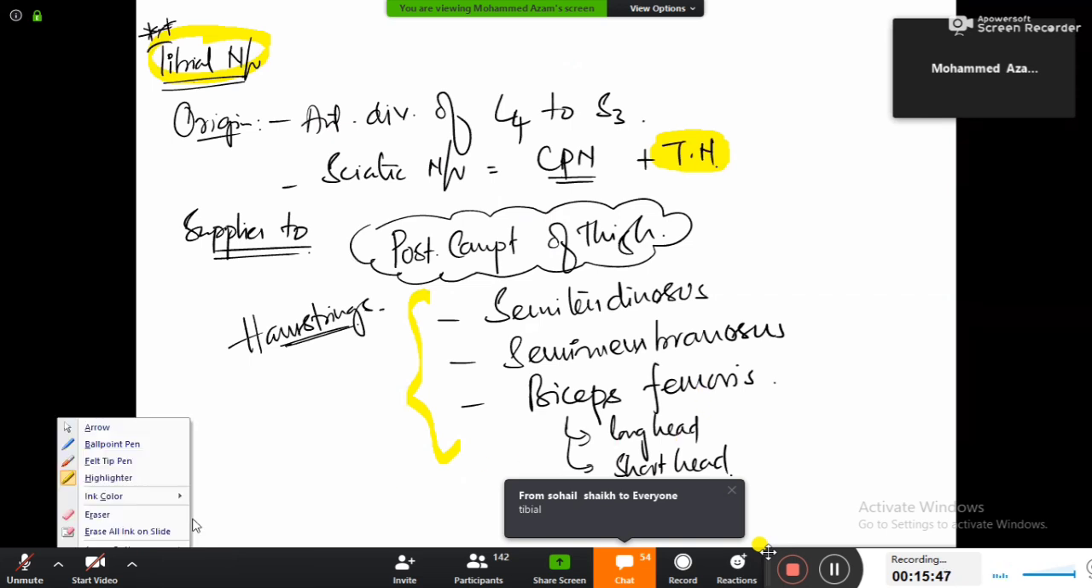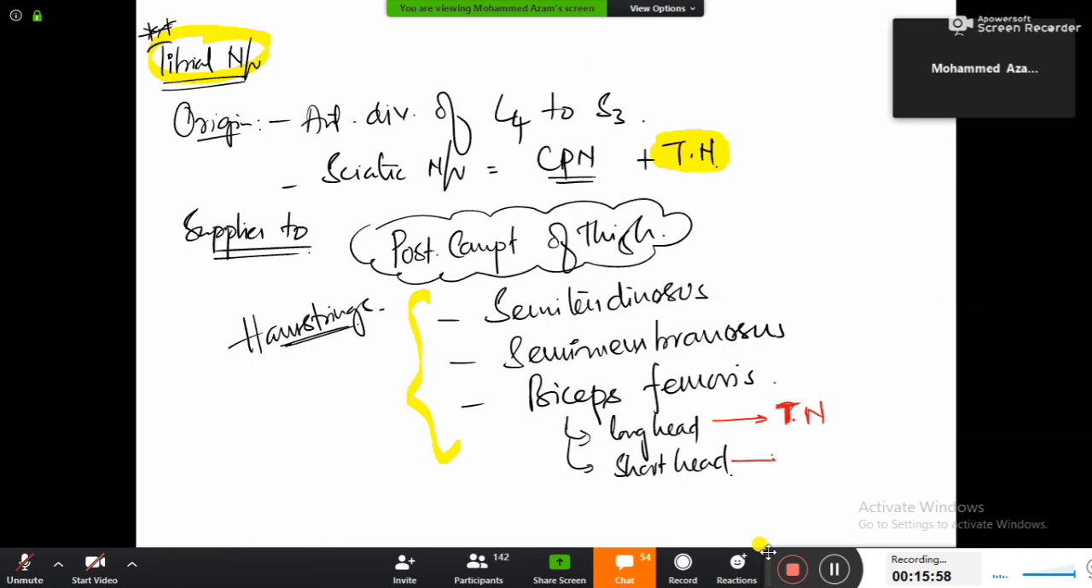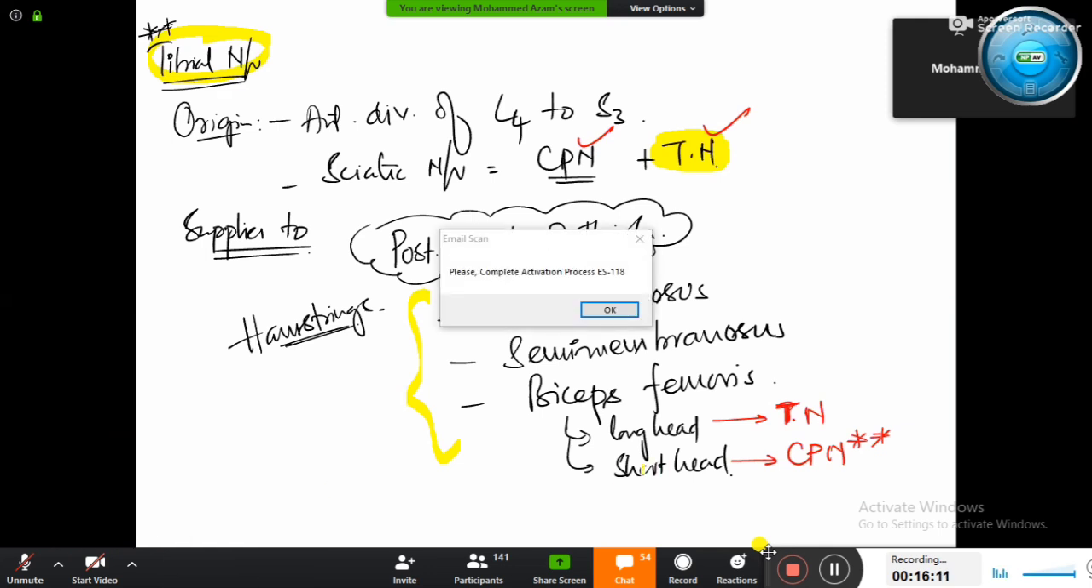In biceps femoris, out of the long head and the short head, only the long head will be supplied by the tibial nerve. Remember the exception. The short head will be supplied by the common peroneal nerve. Why? Because if the tibial nerve is not supplying, the only option available is the common peroneal nerve. That is very important for your MCQ exams. It has been asked many times.